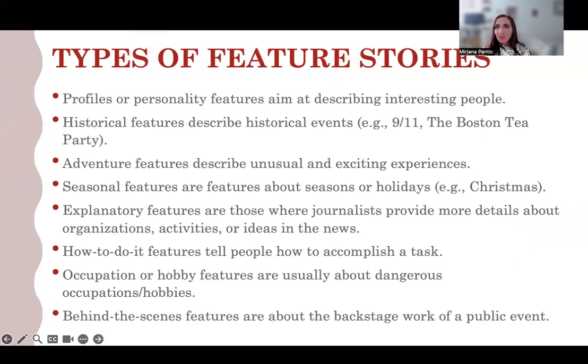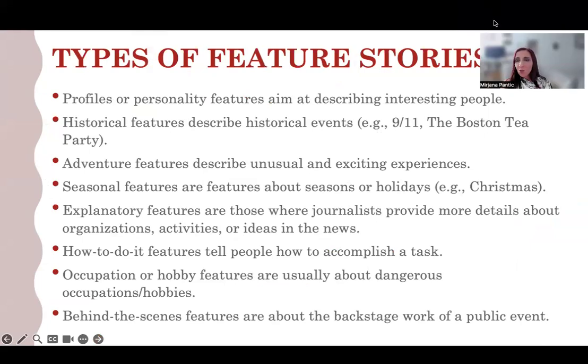What is it that we learned from these examples about feature stories and what kinds of feature stories we can encounter? There are profiles or personality features. They aim at describing interesting people, and also celebrities. If you're doing a profile or personality feature, it is likely that you're going to go to their house or apartment, because you're not only going to write about their personality, their hobby, or the industry that they represent, but you're also going to try to describe their home, activities they engage in, and so on. So all these other details that we are not able to see daily.